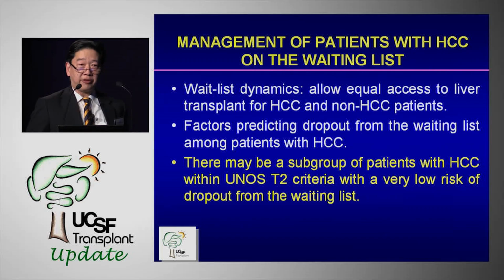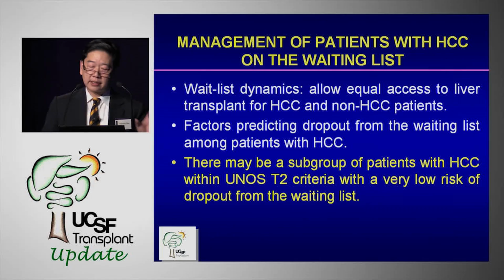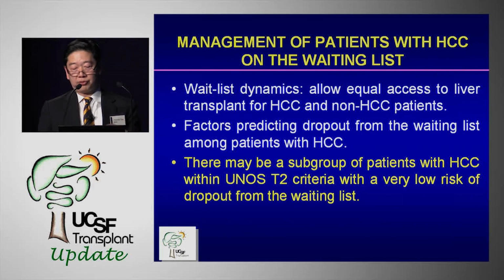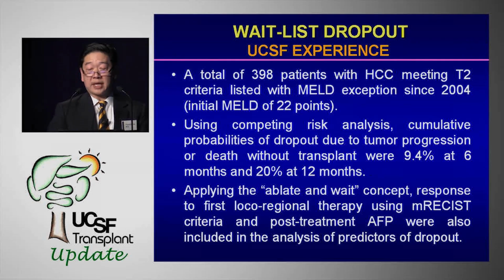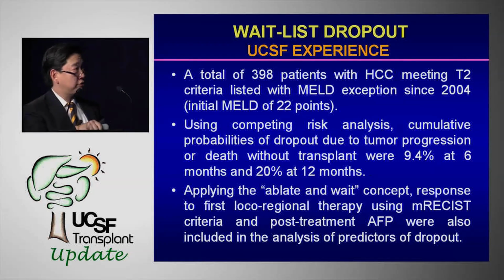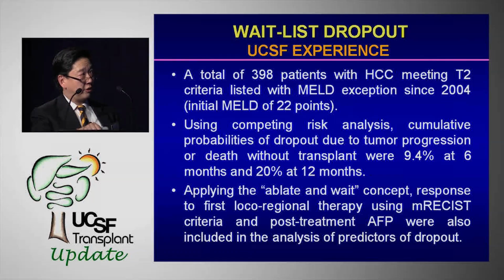So we hypothesize that perhaps we can look at this from a different perspective. There may be a subgroup of patients with tumors within T2 Milan criteria who have a very low rate of dropout from the waiting list, and perhaps by identifying these patients, you can give them slightly lower priority. That's the project that was done by Neil Mehta, one of our hepatology fellows this year. We looked at close to 400 patients with tumors meeting T2 criteria listed with MELD exception since 2004, initially 22 points, and we looked at the probability of dropout due to tumor progression. The rate of dropout was about 20% at 12 months.